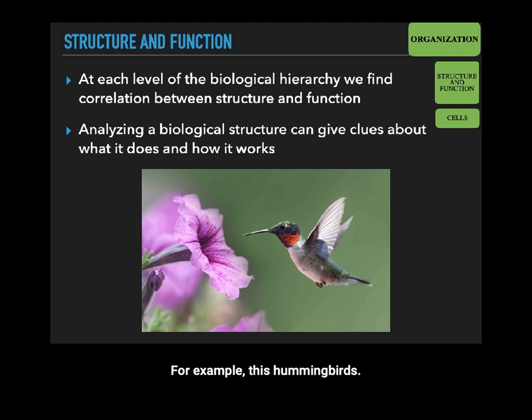For example, this hummingbird's anatomy allows its wings to rotate at the shoulders, so hummingbirds have the unique ability to fly backwards or hover in place. While hovering, the birds can extend their long beaks into flowers and feed on nectar. This is a beautiful example of the match between form or structure and function as it is explained by the process of natural selection, which we'll cover later.